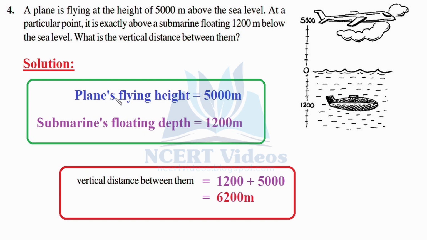Now, the plane is flying at 5,000 meters, and the submarine is at a depth of 1200 meters. You add it, you get 6200 meters, or 6 kilometers and 200 meters. That was your fourth part.